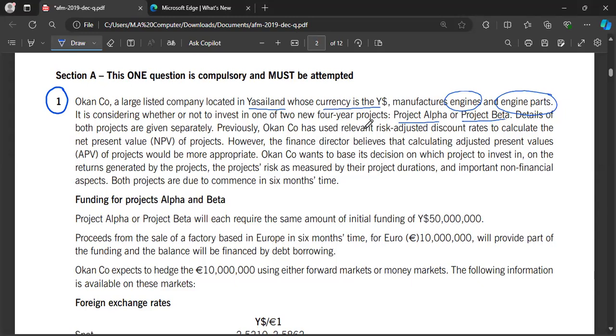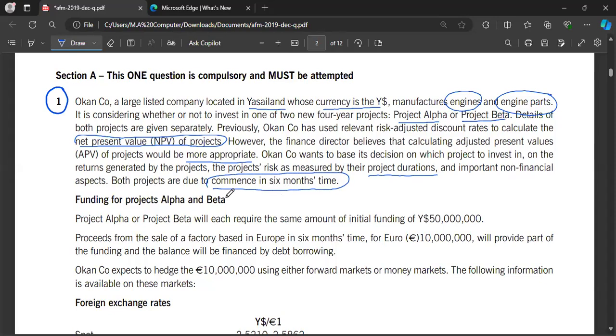Obviously, Okan Company has used relevant adjusted discount rates to calculate the NPV of the projects. So, the examiner has already calculated the NPV of these projects. However, the finance director believes that calculating the APV of the projects would be more appropriate. The company wants to base its decision on which projects to invest in on the returns generated by the projects, the project's risk as measured by the project duration, and important non-financial aspects. Both projects are due to commence in 6 months' time.